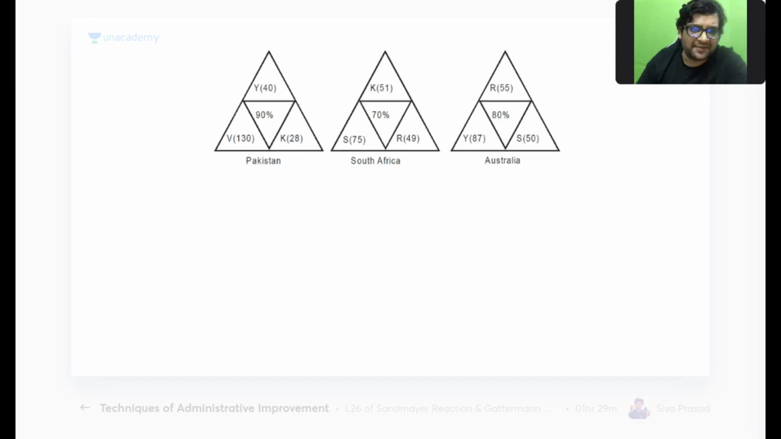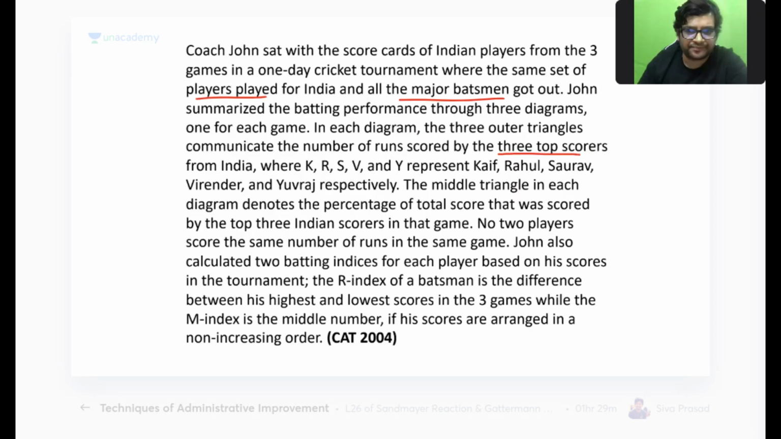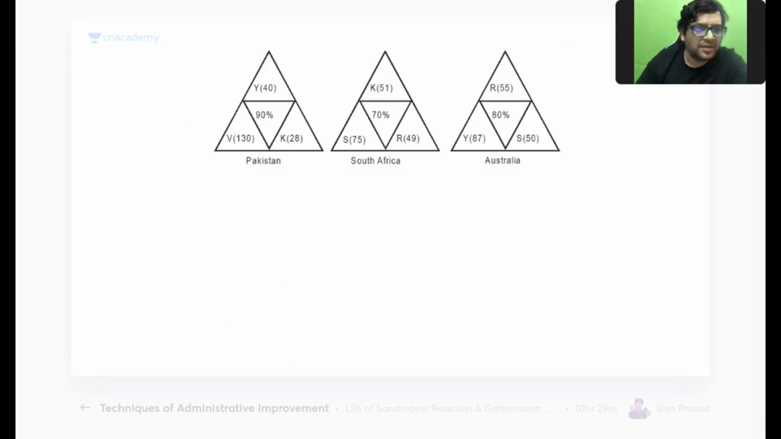Okay, so Y has scored 40, V has scored 130, K has scored 28. The top 3 scorers of every game are visible to me here. The middle triangle in each diagram denotes the percentage of total score that was scored by the top 3. So in these games, how much have the top 3 made? 40 and 130 is 170, and 28, so this is 198.